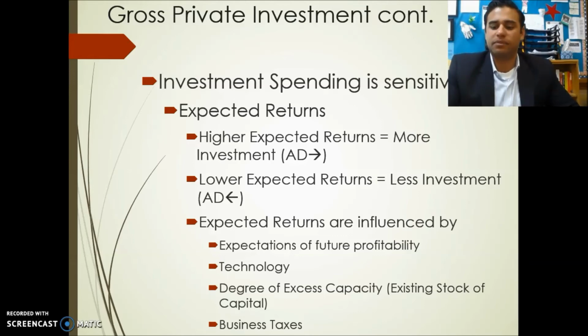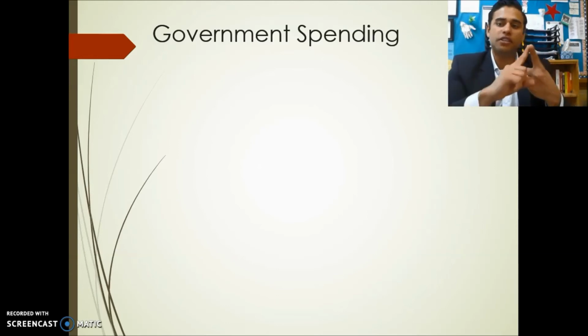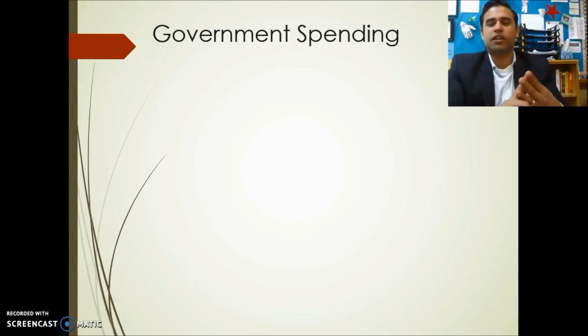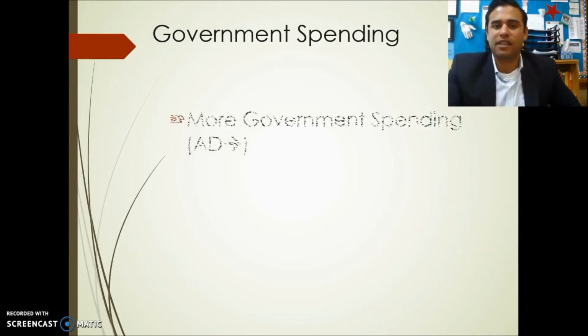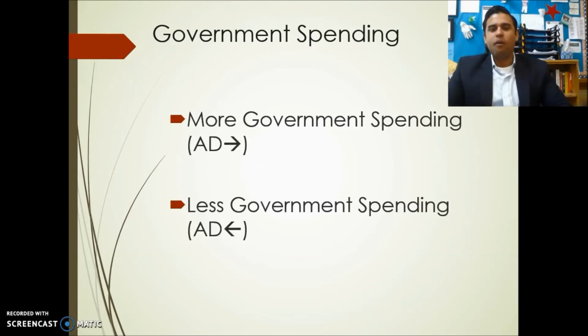Kind of different concepts. So now what we have is government spending, right? This is our third component of SIG-X. We've already talked about consumption spending. We've already talked about gross private investment, and now we're talking about government spending. And I'm actually not going to say very much at all about government spending. In fact, this is all I'm going to say for now. More government spending is an increase in G, right? And that's going to increase aggregate demand. Less government spending, a decrease in G, is going to shift aggregate demand to the left.